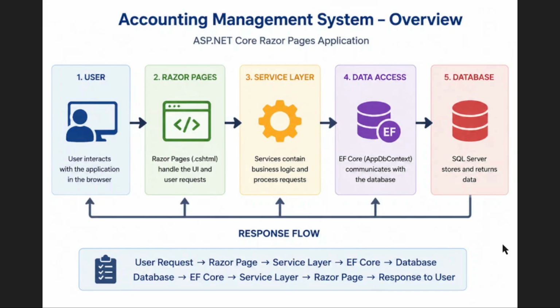After the database operation is completed, the response travels back through the same layers. From the database to EF Core, the service layer, Razor Pages, and finally, the updated result is displayed to the user. This separation of responsibilities makes the application easier to maintain and extend. The UI, business logic, and data access layers are independent, which is a common approach used in professional ASP.NET Core applications.